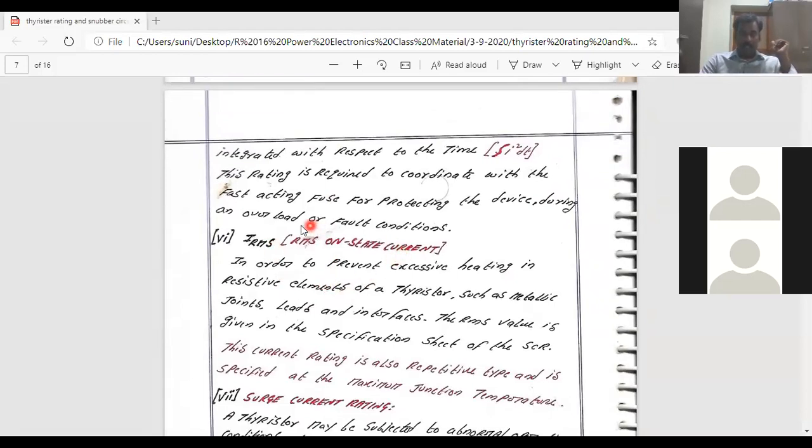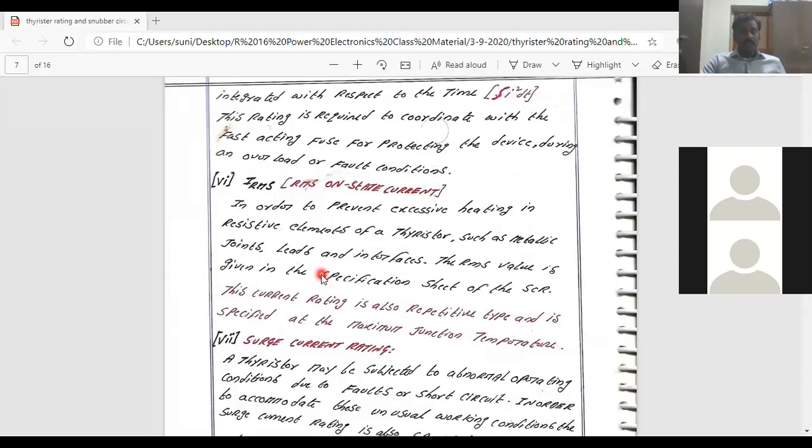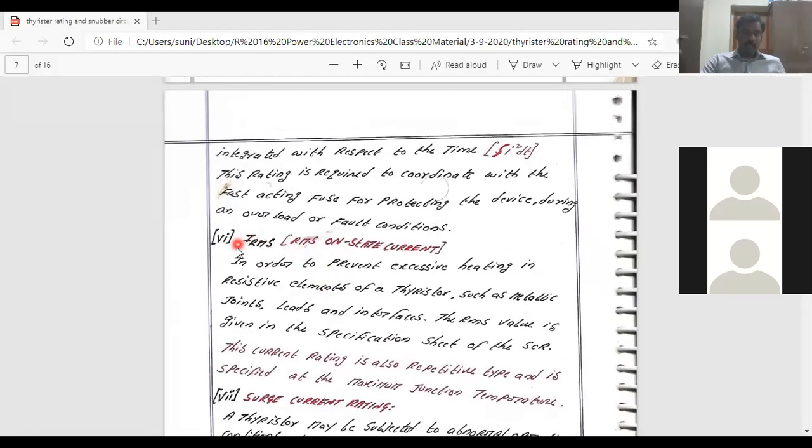And IRMS is the on-state root mean square value of the current flowing through the device. The main purpose of this is to prevent excessive heating across the device. This value should always be within the defined value. Excessive heating is generally considered in the case of ohmic contacts, junctions and metallic joints, which are heated due to this IRMS value.